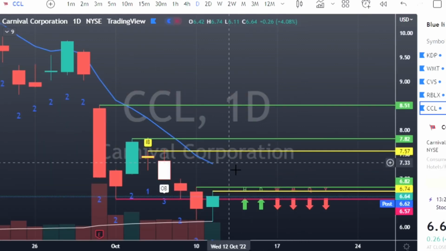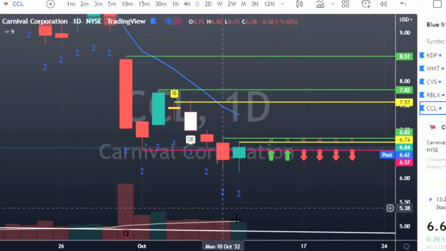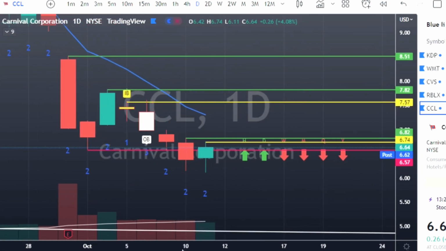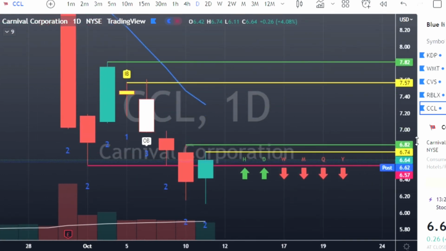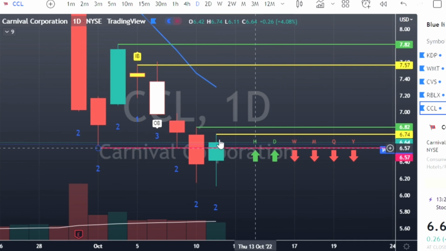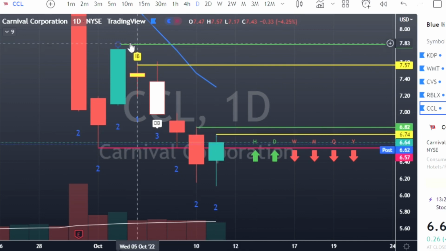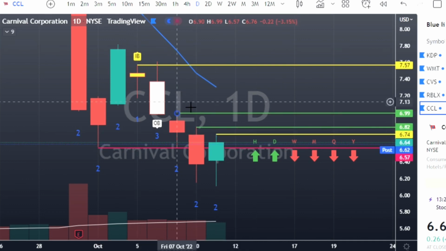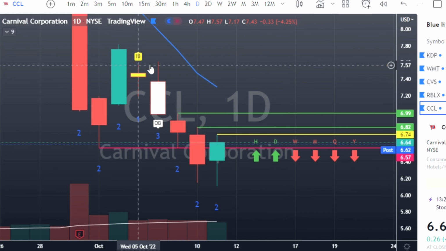CCL, Carnival Cruise Lines, one of the tickers I just added to our live trading bots in the Discord room. 2 down green, we can call that a hammer candle, and we'll look for calls at 674. First targets at 682. Next target there at 699 on CCL.